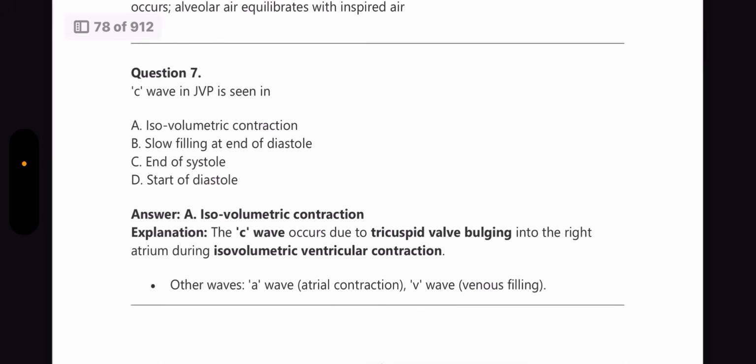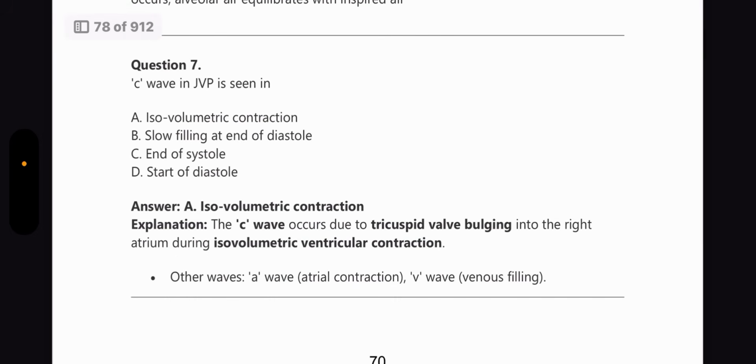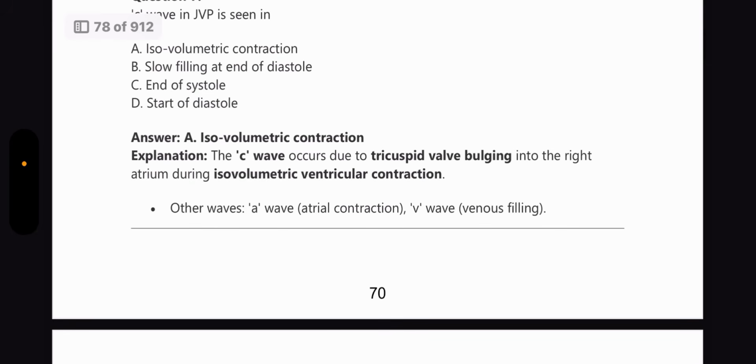C wave in JVP is seen in, answer, isovolumetric contraction. Both these questions are again previous year questions. They are repeat questions. C wave occurs because of the tricuspid valve bulging into the right atrium during isovolumetric ventricular contraction.